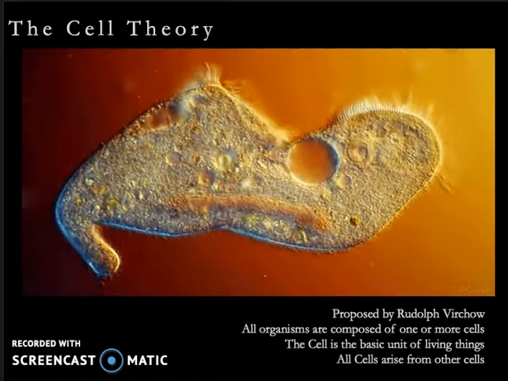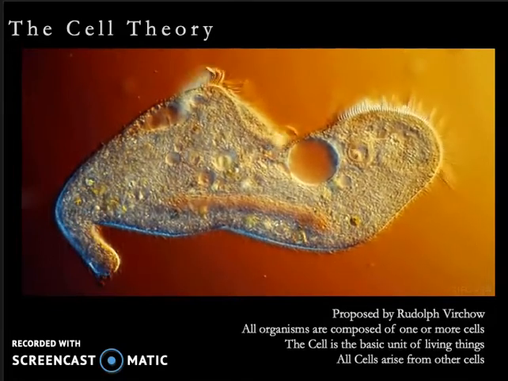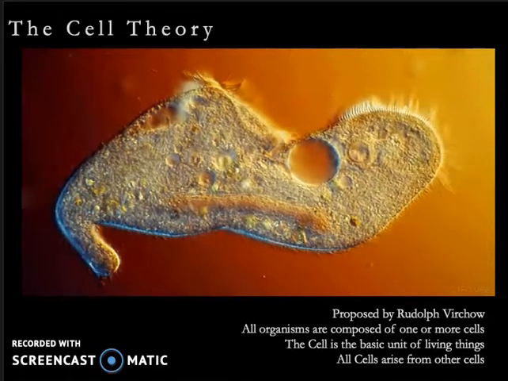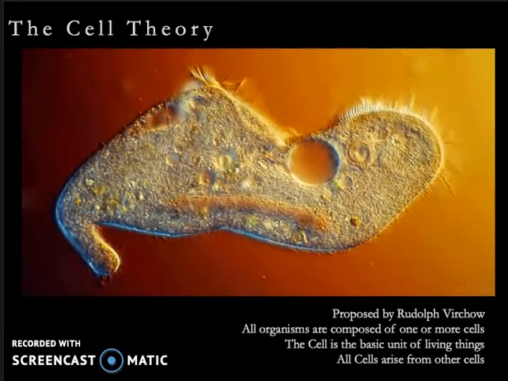Rudolf Virchow postulated the cell theory, and he said that all organisms are composed of one or more cells, that the cell is the basic unit of living things, and that all cells arise from other cells. This is a ciliate. I want to say this is a paramecium, although I'm not positive, but it's a ciliate. It's a protozoan. This is actually a unicellular eukaryote. It's a protist, and remember, it's eukaryotic.